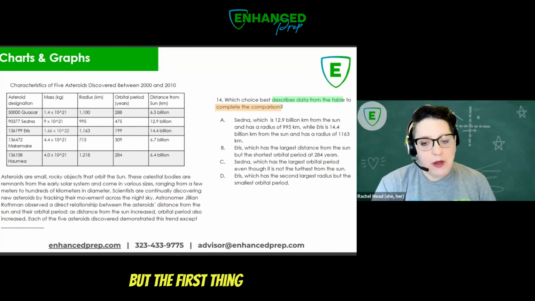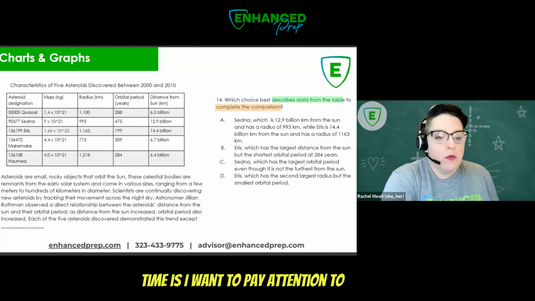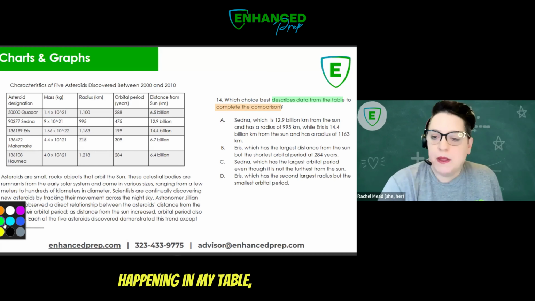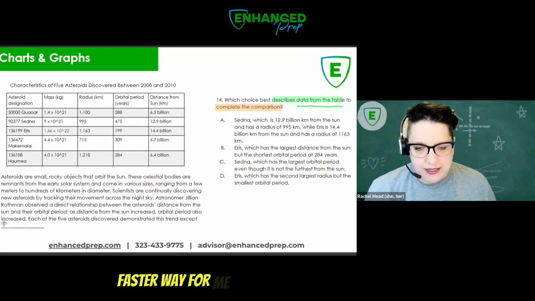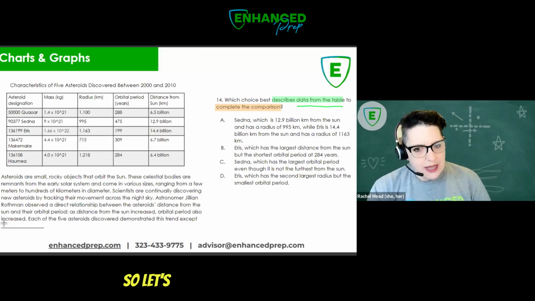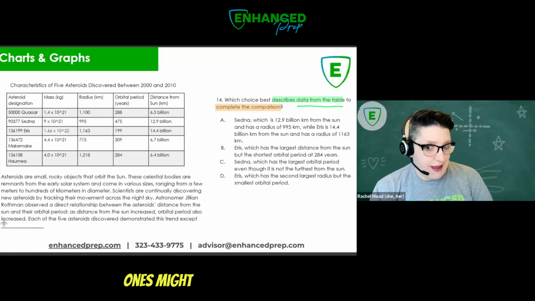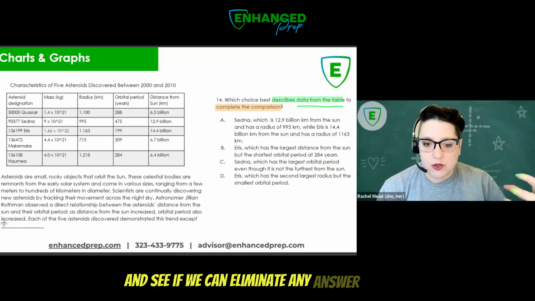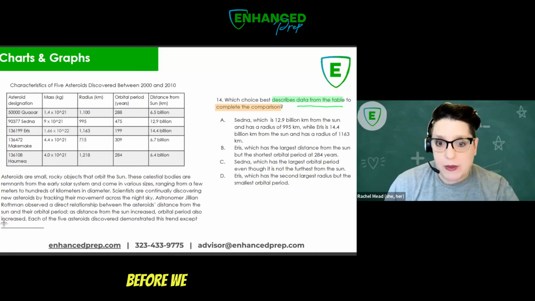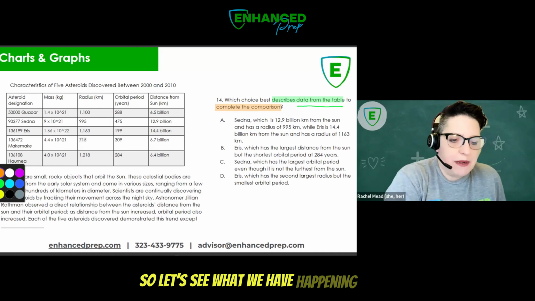But the first thing I want to do to save some time is pay attention to what is happening in my table, because the data from the table could be a much faster way for me to get through this question. So let's analyze our answer choices, see which ones might not have true data from our table, and see if we can eliminate any answer choices before we spend time working on our reading comprehension. So let's see what we have happening first.